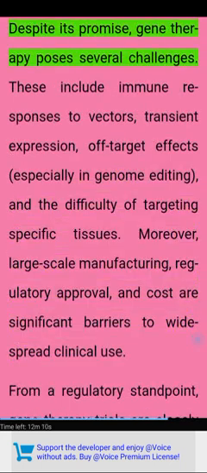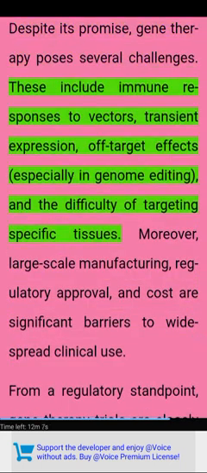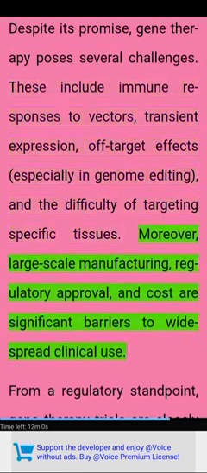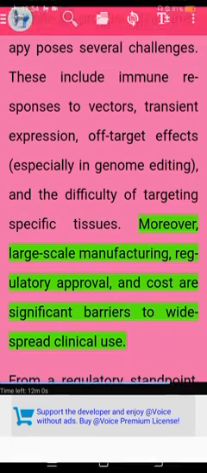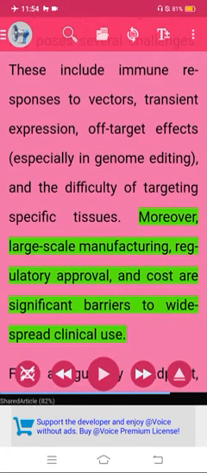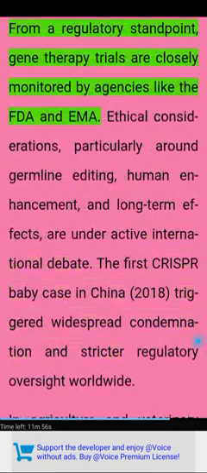Despite its promise, gene therapy poses several challenges. These include immune responses to vectors, transient expression, off-target effects especially in genome editing, and the difficulty of targeting specific tissues. Moreover, large-scale manufacturing, regulatory approval, and cost are significant barriers to widespread clinical use.